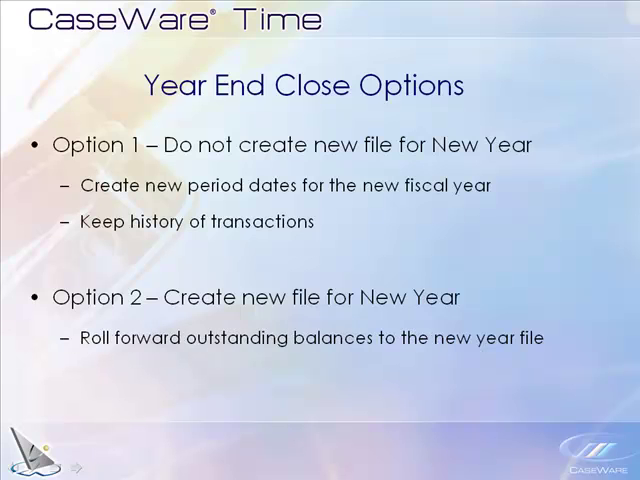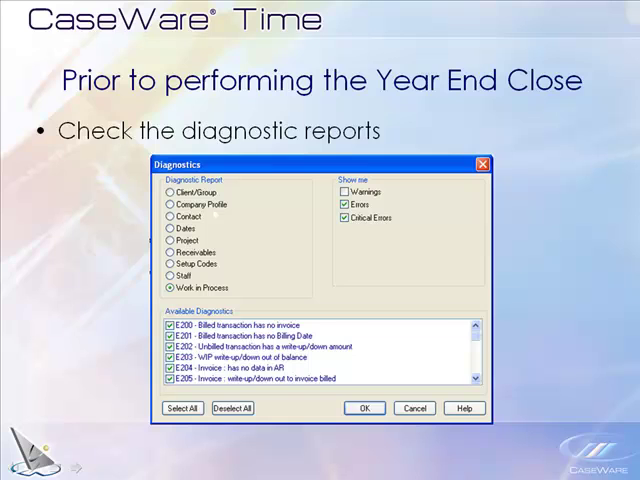Before looking at these options in detail, let's discuss a few things we need to do prior to performing the year-end close. To start, we need to check the diagnostic reports to verify there are no errors in the file. From the Tools menu, open the Diagnostics dialog, select each category, select OK, and run the report. If there are any errors or critical errors, follow the instructions to repair them.